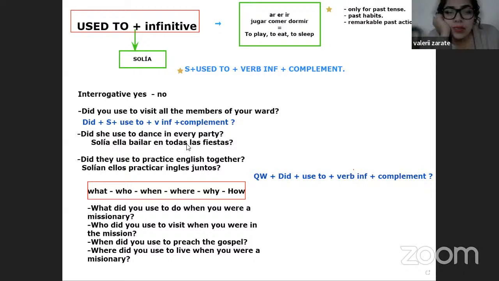Teacher, can you put the meaning in Spanish of the questions, please? Of course.